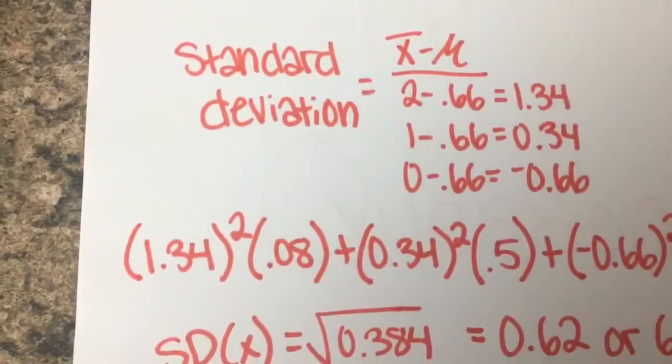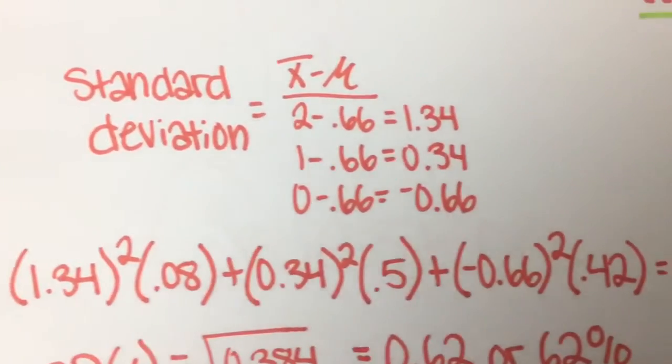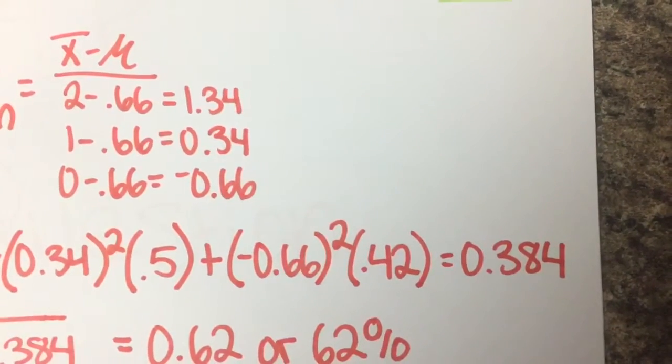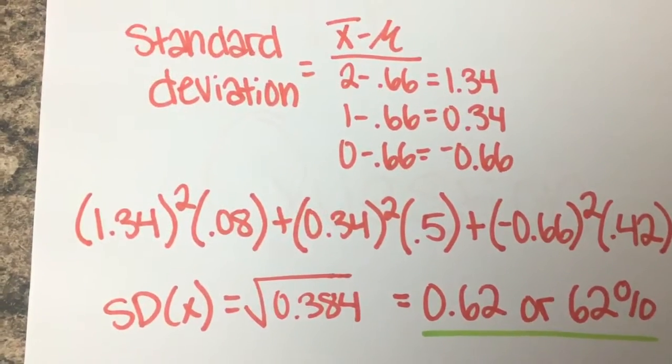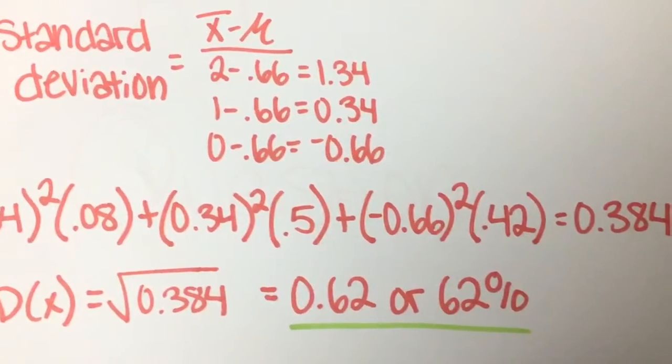So that ends up to be 1.34 squared times 0.08, and that equals 0.384. And then you use that and you take the square root of that, and it ends up being 0.62 or 62%.